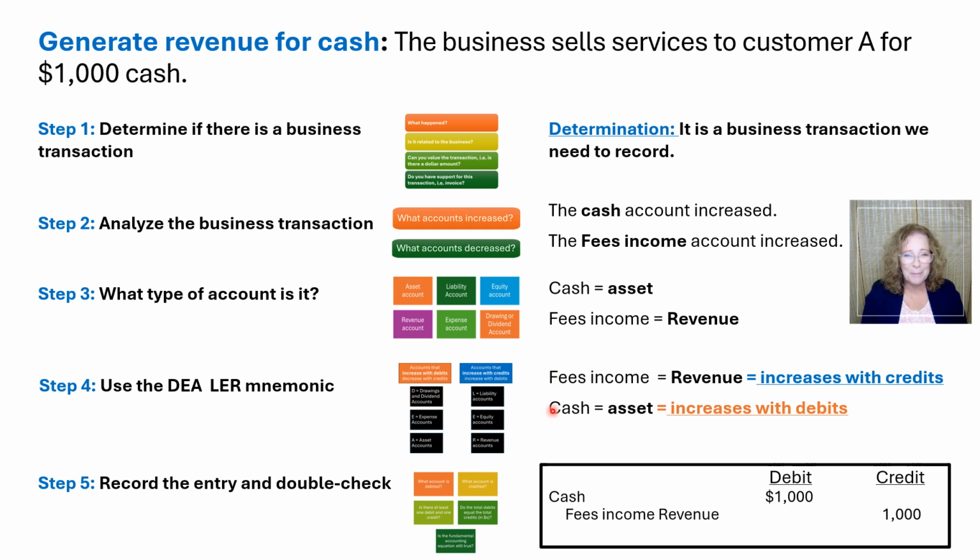Are you ready for step 5 to record the entry? We debit the cash account for $1,000 and we credit revenue for $1,000. We can double check our work. Did we debit and credit an account? Yes. Do the total debits equal the total credits? Yes. Does the fundamental accounting equation still hold true?